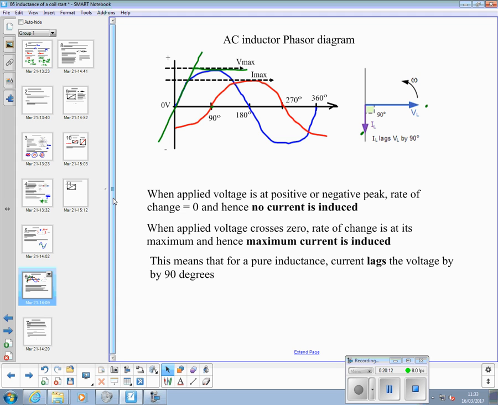When the applied voltage crosses 0, the rate of change is at maximum. So there is that point. There is where rate of change is maximum. That's where you get the maximum current induced. So for a pure inductor, current lags the voltage by 90 degrees. Alright? We're going to come back to this again in AC theory as well. We're going to look at what capacitors do in AC circuits as well then.